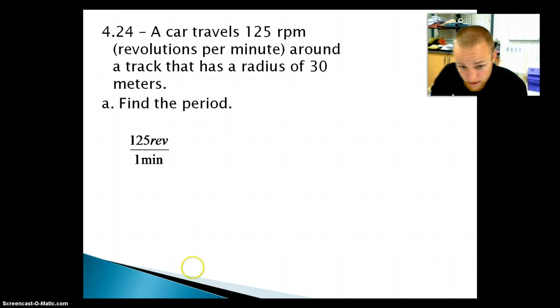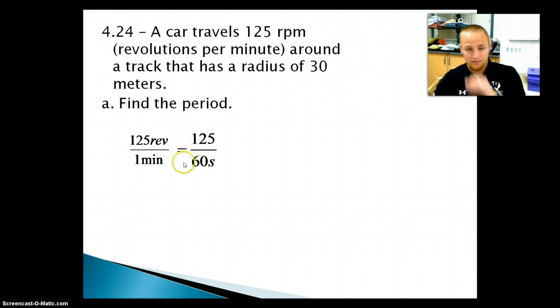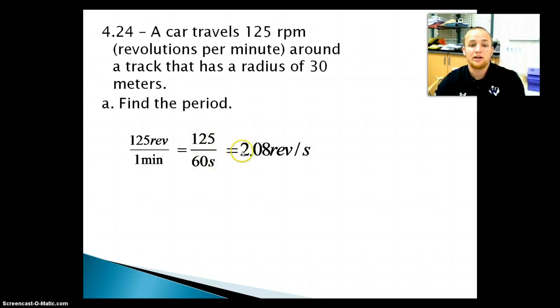So we know that we cover 125 revolutions for every minute, and we also know that there are 60 seconds in 1 minute. So I can rewrite that as 125 revolutions over 60 seconds. We do the math, we divide them out, and we get 2.08 revolutions per second.